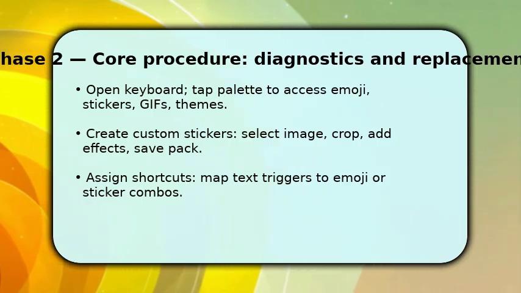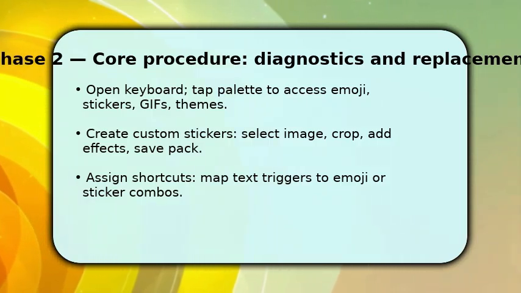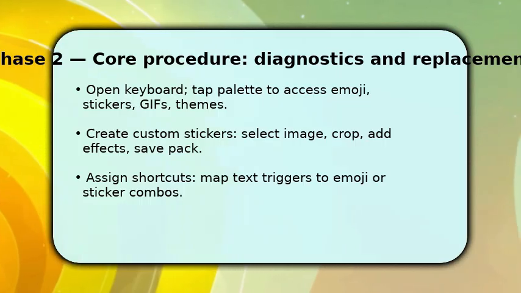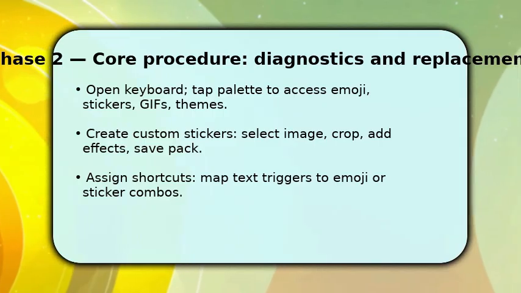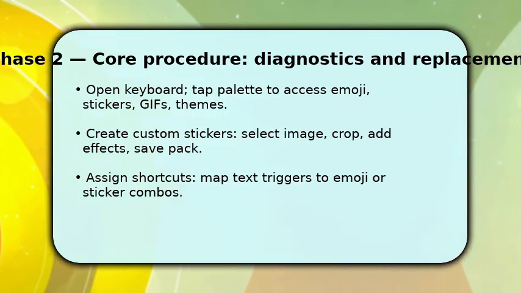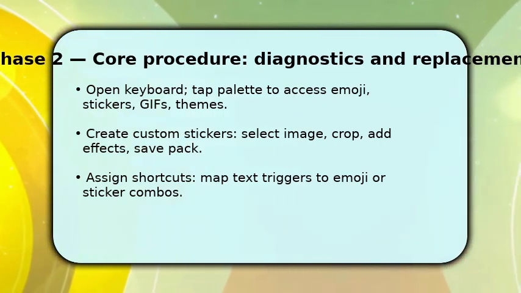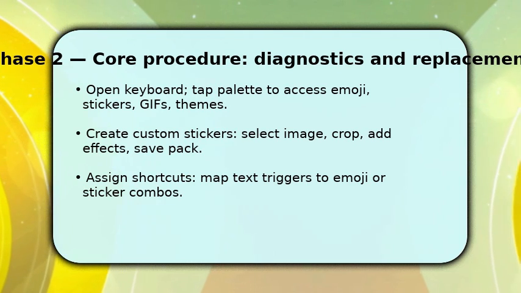Make sure to assign shortcuts. Type a short trigger to insert an emoji combo instantly. If you want predictive suggestions, enable suggestions in keyboard settings and adjust size and transparency. This makes frequent emoji use faster and keeps your chats consistent.